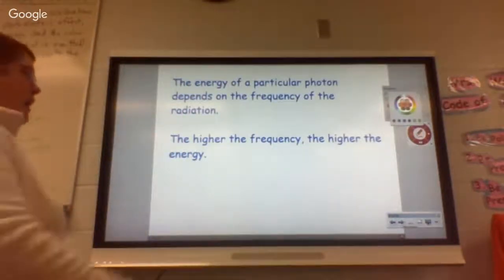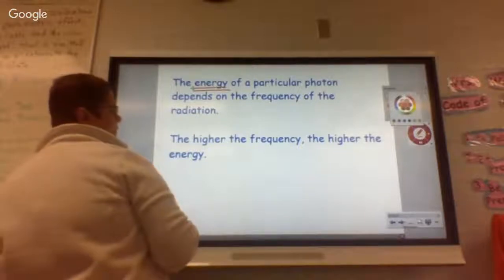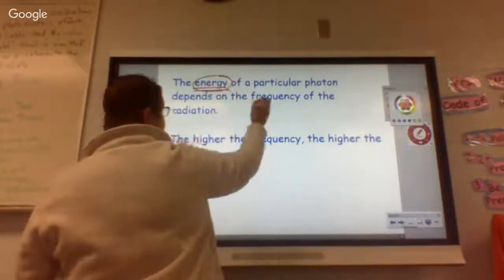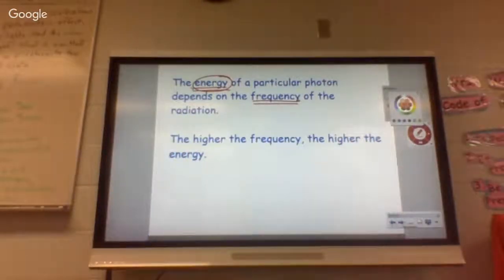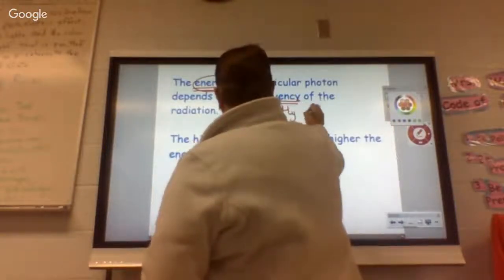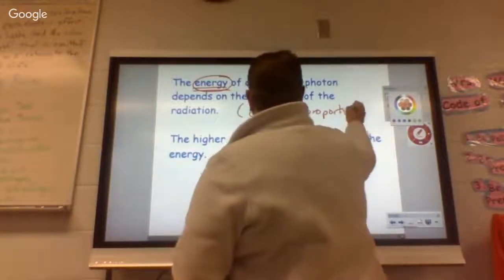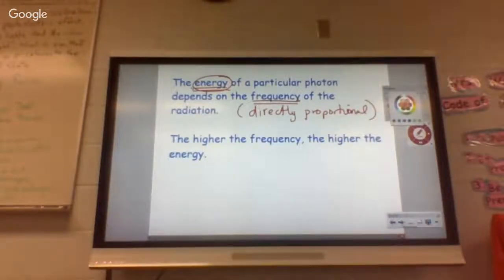So the energy of a photon depends on what? Frequency of radiation. There you go. Energy depends on frequency. Because remember, what did we say the relationship was between energy and frequency? They're directly proportional. That's right. And all this slide is doing is re-emphasizing what we've already talked about. There's nothing new on this slide. They are directly proportional. Nothing's changed. So what I have right here, you already know.